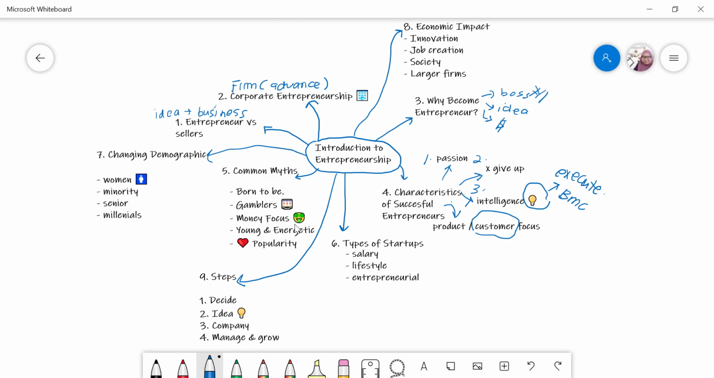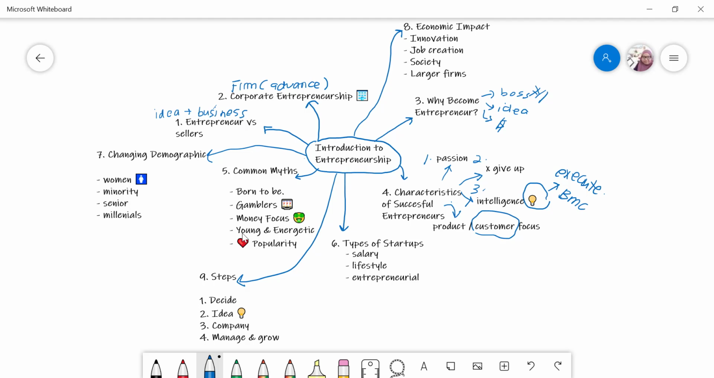Entrepreneurs are money focused. This one, most of my friends who are successful business people actually started with no money focus at all. Most of them started because they want to help other people, they want to help their family, they want to solve other people's problems. That's not money focus. And if you want to become a successful entrepreneur, you shouldn't make money your focus first. Okay. Young and energetic.